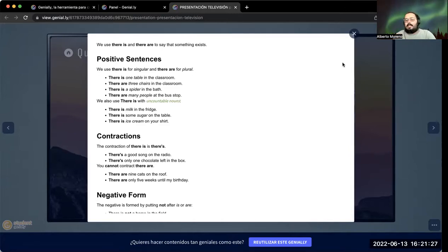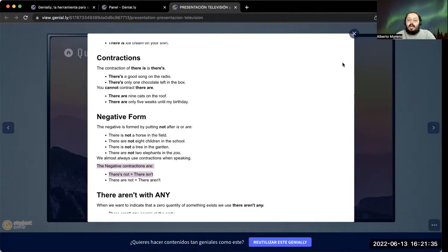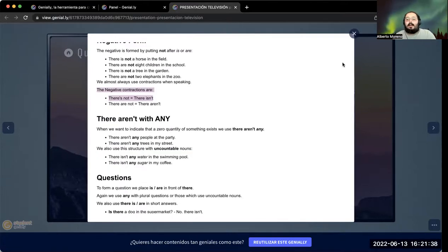En oraciones positivas, la estructura pues es there is más ese sustantivo. Si es negativo, pues es there is not, there are not. Y si es una pregunta, is there, are there. ¿Ok? Solamente cambia la posición del verbo to be. Cuando queremos indicar que hay cero, que hay nada de eso, podemos decir there aren't any, there isn't any. ¿Ok? Y aplica la misma regla. Are para sustantivos plurales, plurales contables. Y there isn't any para sustantivos no contables o sustantivos contables en singular.